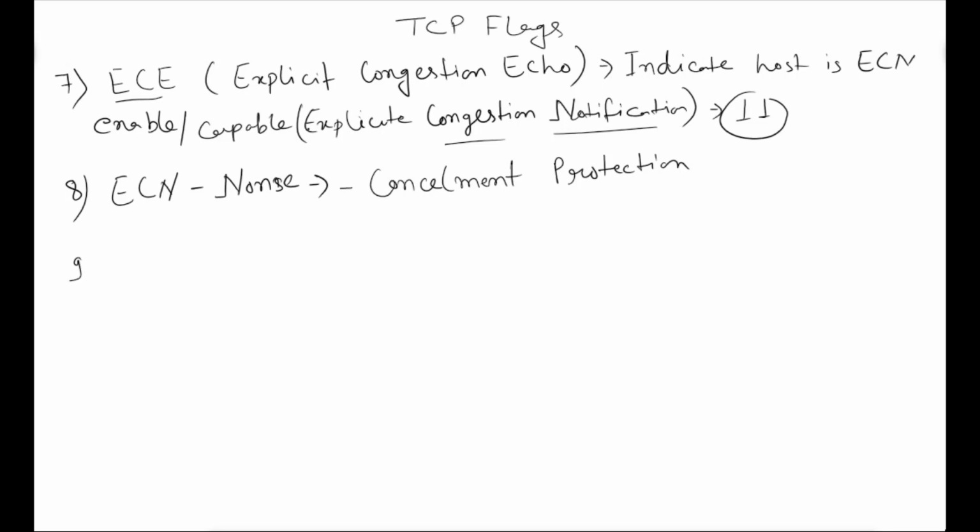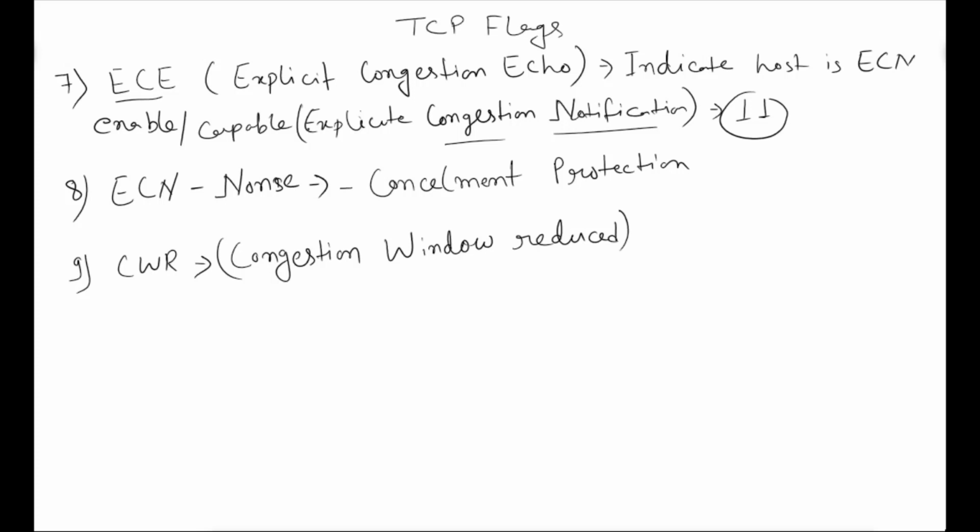The next one is number 9, the CWR flag, and this is called congestion window reduced. Again, another congestion flag.